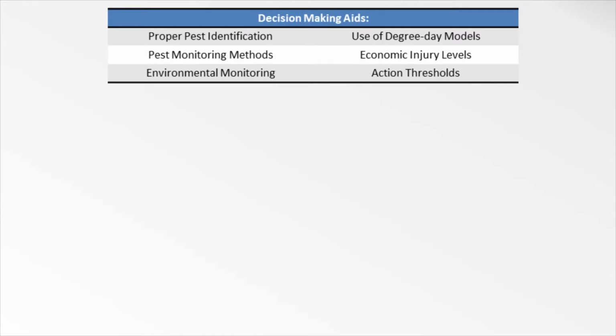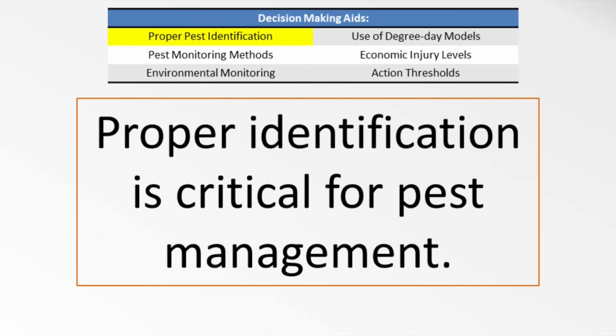The first decision-making tool is directly related to your knowledge about the pest. It's proper pest identification. Unless you accurately identify the pest, chances are slim that your pest control efforts are going to work. All the knowledge in the world won't help you if it's knowledge that doesn't pertain to your situation.